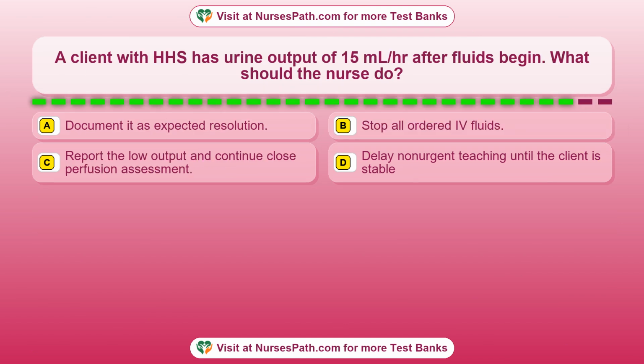Question 15. A client with HHS has urine output of 15 ml/hr after fluids begin. What should the nurse do? Option A, document it as expected resolution. Option B, stop all ordered fluids. Option C, report the low output and continue close perfusion assessment. Option D, delay non-urgent teaching until the client is stable.